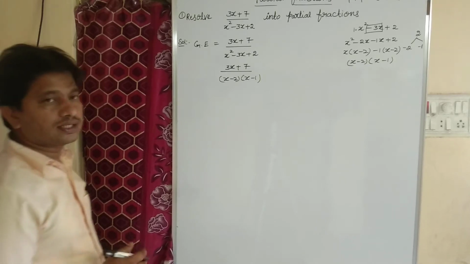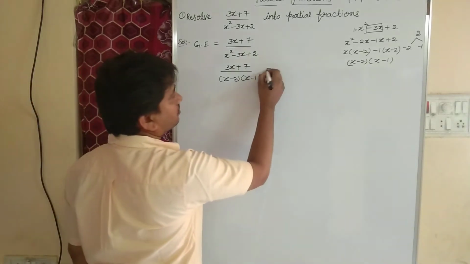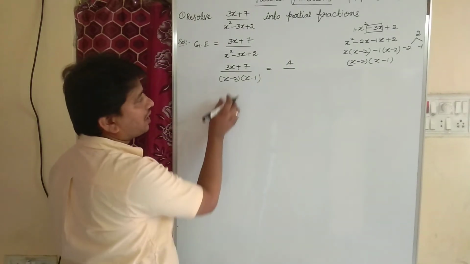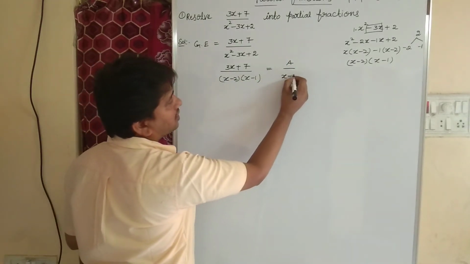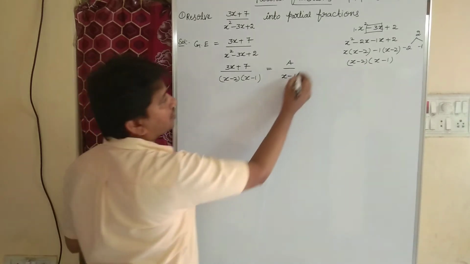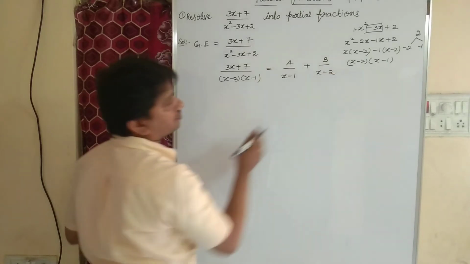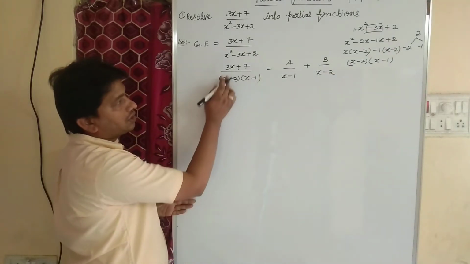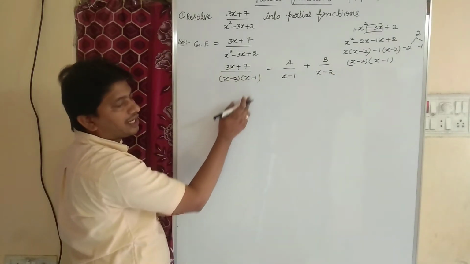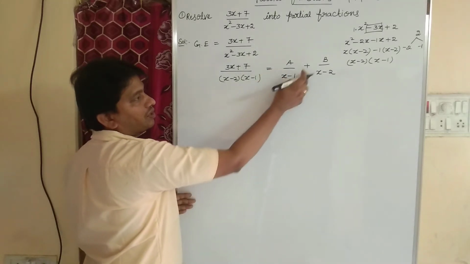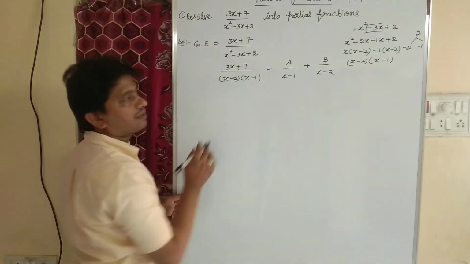Okay, this we can express as a by x minus 1 plus b by x minus 2. Children, did you understand? 3x plus 7 by x minus 2 into x minus 1, I can express as a by x minus 1, one term, plus the second term b by x minus 2.